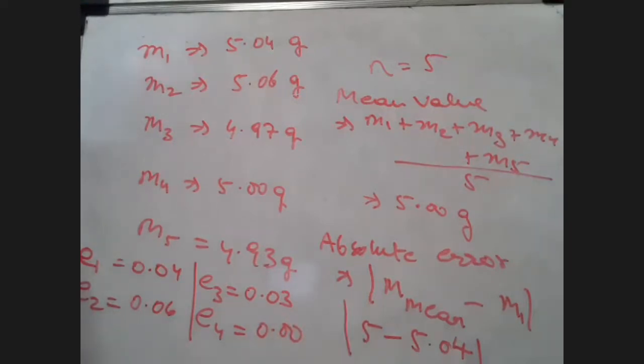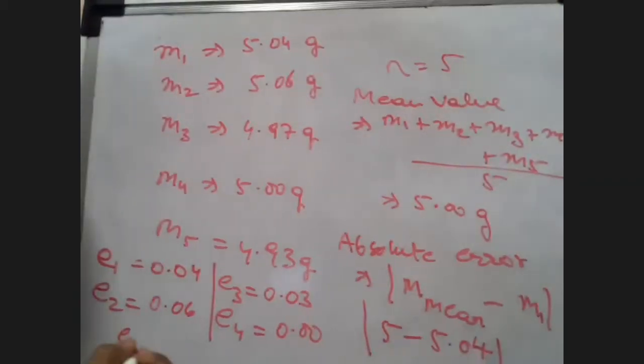And E5 was how much? 0.07. Okay. Now let me twist it. This is E5, 0.07. So this is my data. Now look here, students.